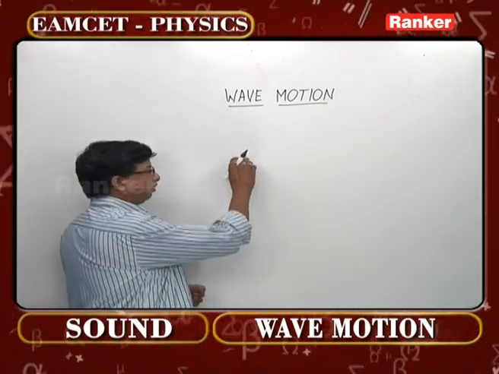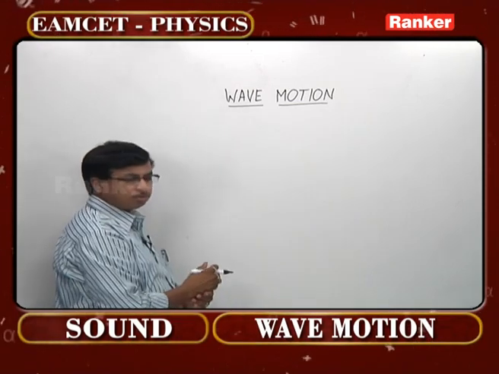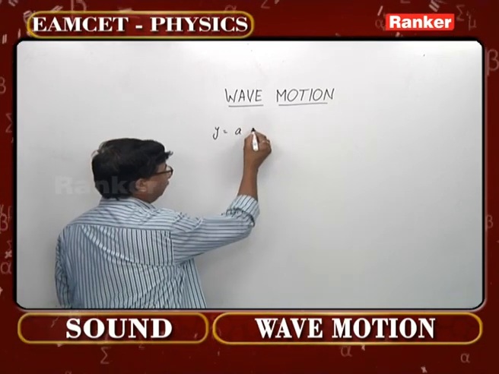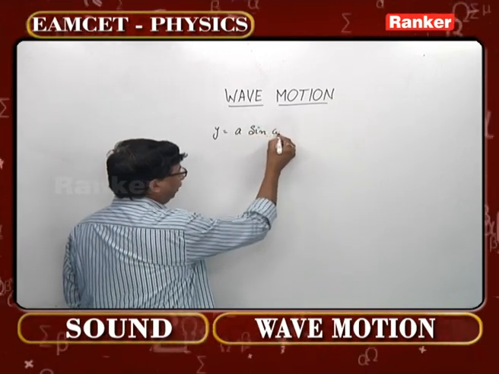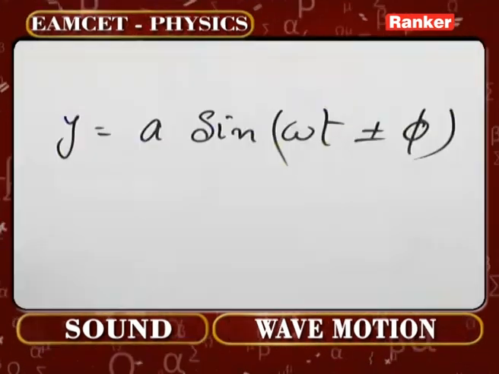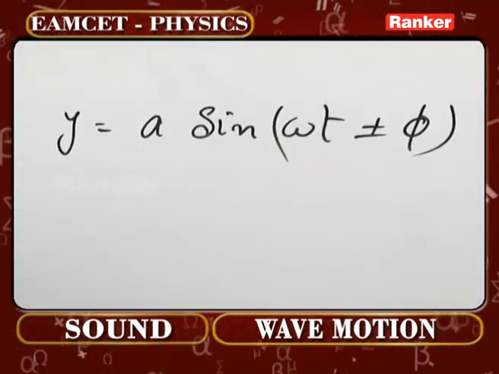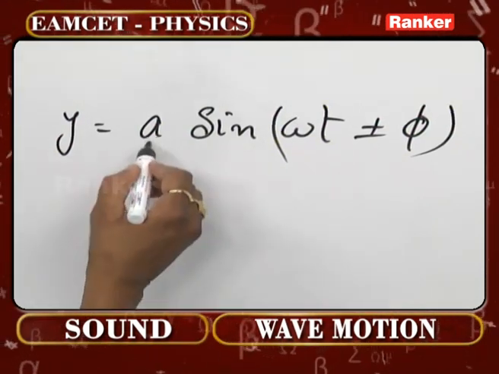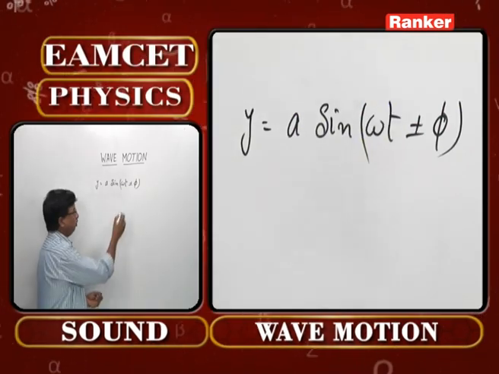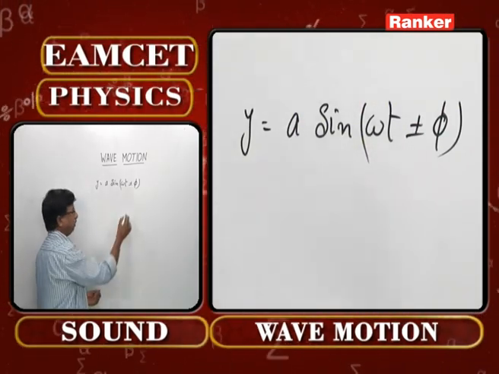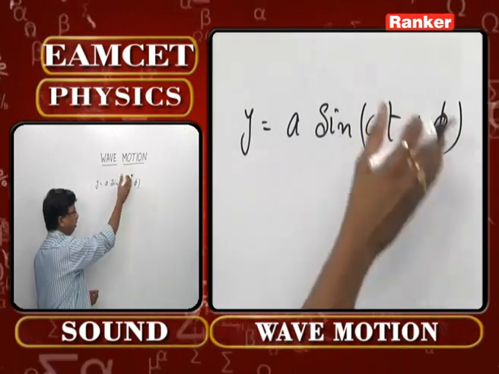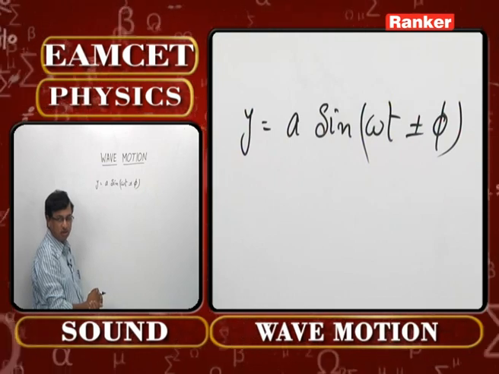Wave motion deals with the general equations of waves, like y is equal to a sin (omega t plus or minus phi). This is the general wave equation that is called a progressive wave equation. Out of that, a represents amplitude, sin represents a function, omega t is called phase, and phi is called phase difference. Omega t plus or minus phi is called the total phase.